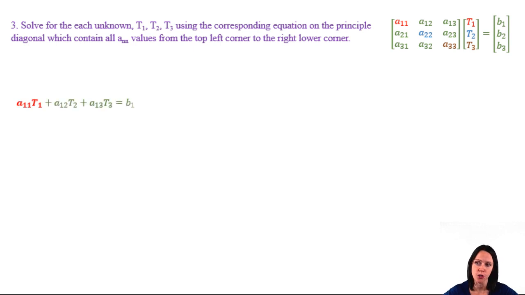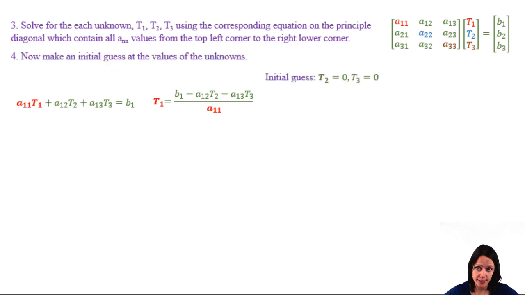So let's take our first equation. I'm going to rearrange our equation and solve for T1. Now remember, the temperatures are the unknowns here. The a and b values are just numbers you know. So in order to solve for T1, I need to make a guess as to what T2 and T3 are. I make an initial guess as to what those values are. Let's just guess 0 for both of the temperatures. I could certainly make a more educated guess if I knew something about the physical situation, but let's just go with 0 for now.